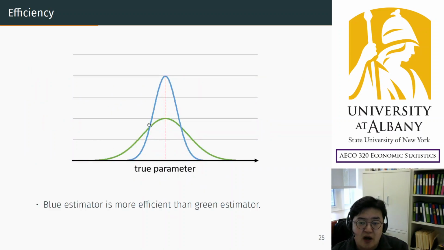And as you see, the efficiency criterion is like this. If the sampling distribution is variable, spread out, dispersed, then your estimator can be anywhere, far away from the true parameter. So it is unreliable and inefficient relative to the blue estimator, which is concentrated around the true parameter. It is usually closer to the true parameter with a higher probability, right? So blue is more efficient than the green estimator.